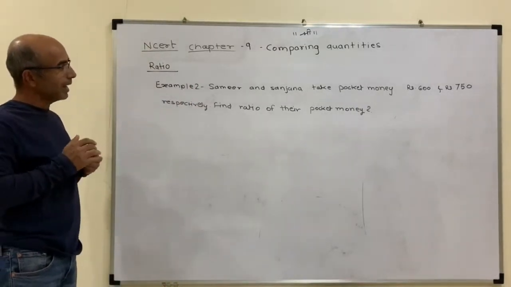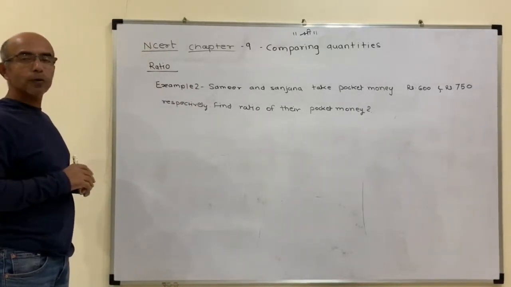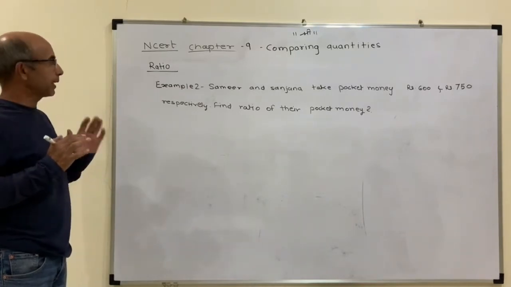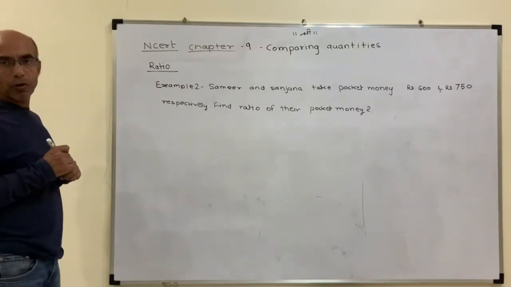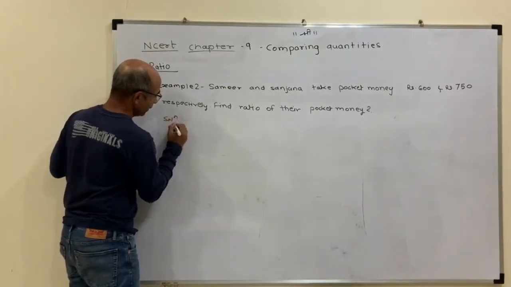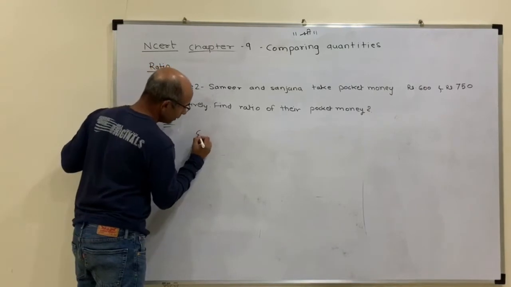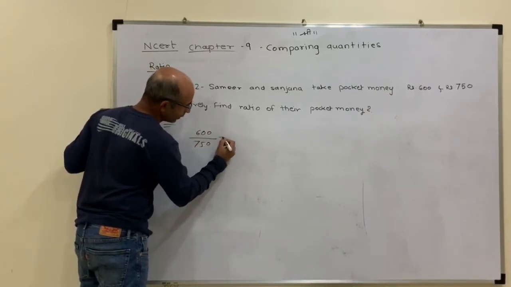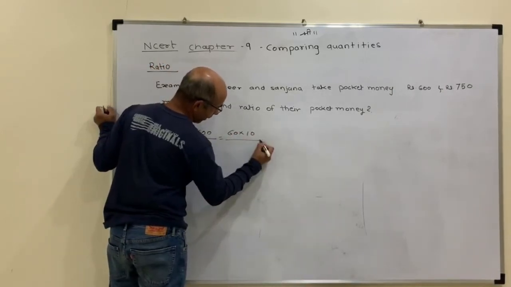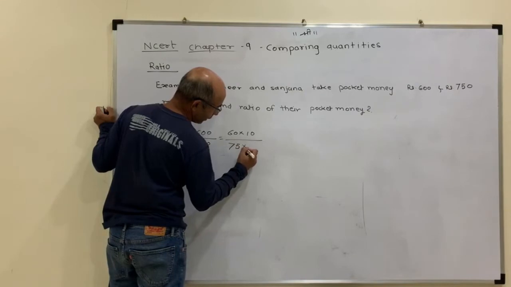Then example number 2. Samir and Sanjana take pocket money of rupees 600 and rupees 750 respectively. Find the ratio of their pocket money. So how are we going to do it? To find the ratio, 600 divided by 750. So let's put it as 60 into 10 divided by 75 into 10.